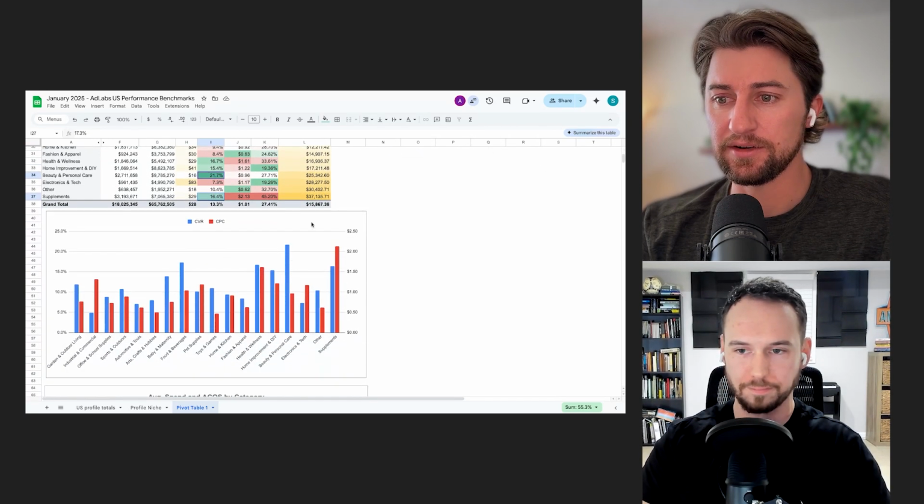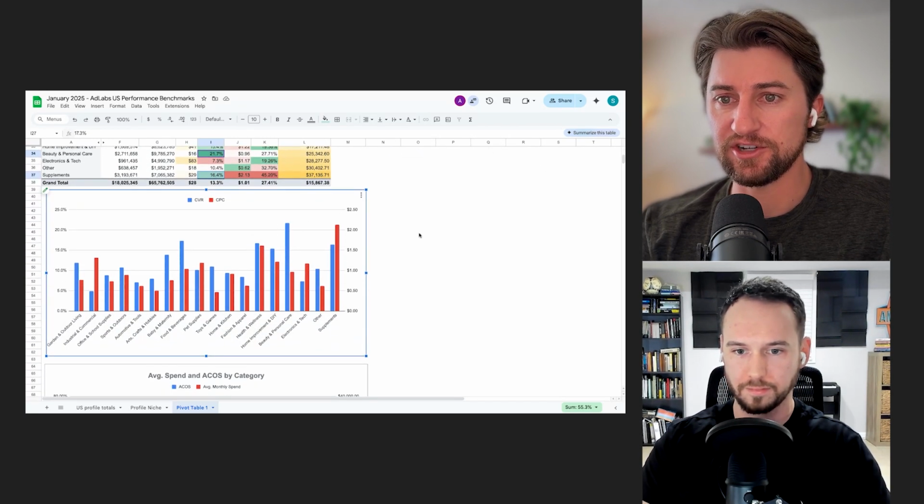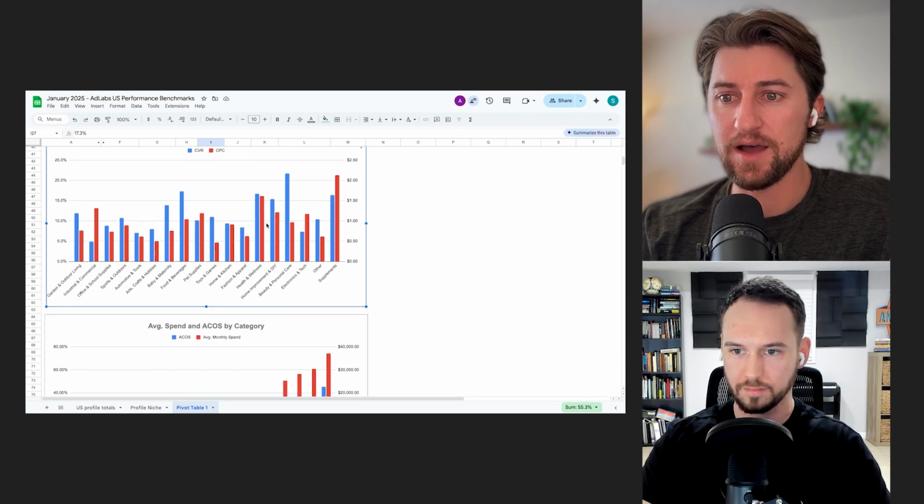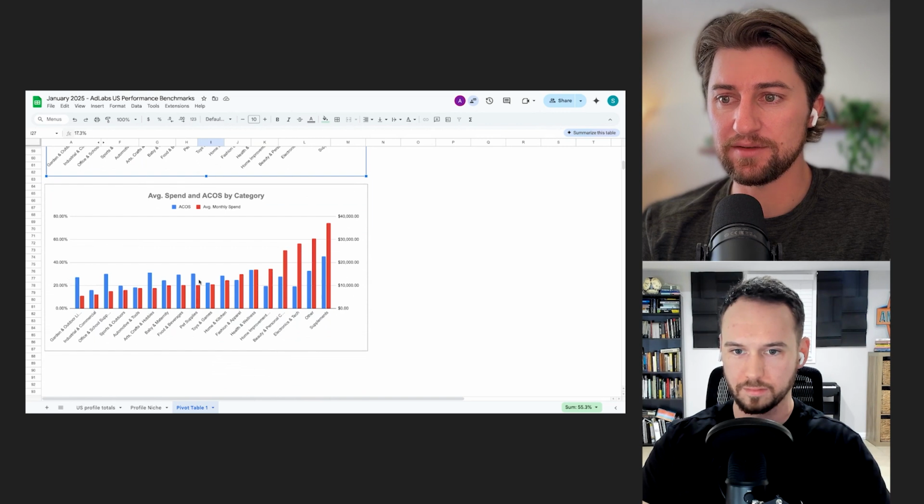And then down here, we have some additional screenshots, just putting on a visual chart showing conversion rates and CPCs, how they stack up in different categories, and then average spend and ACoS.